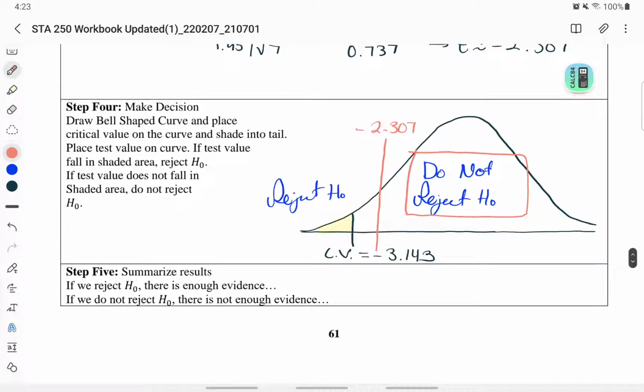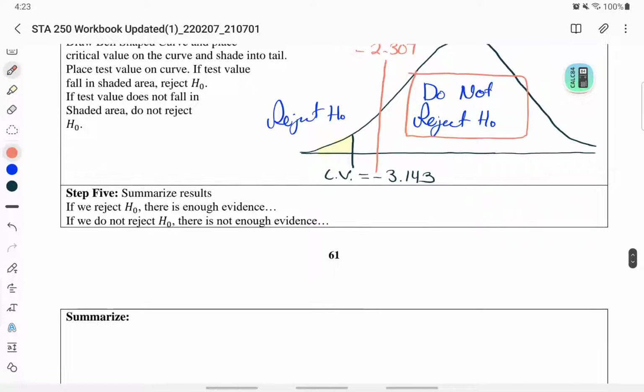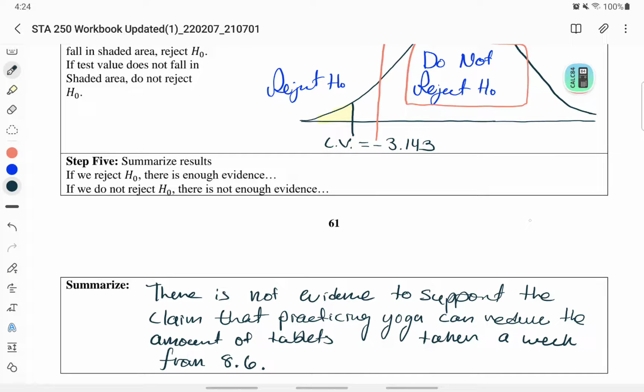And when we do not reject the null hypothesis and write our summarization, we state that there is not enough evidence to support the claim. There is not enough evidence to support the claim that practicing yoga can reduce the amount of tablets taken, my handwriting is awful, a week from 8.6. And that is it for the traditional method.